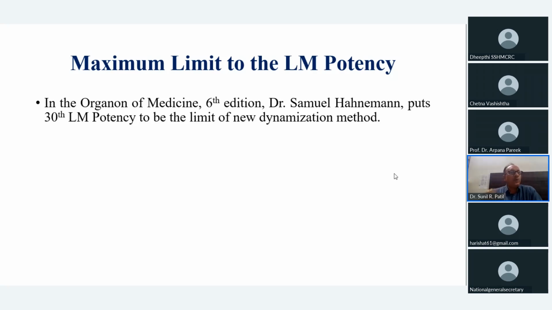Dr. Hahnemann believed that everything has an end, and nothing can be without limitation. So the 30th degree of dynamization, the 30 LM potency, is the end of the LM potency. These are the maximum limit of the LM potency, up to the 30 LM potency.